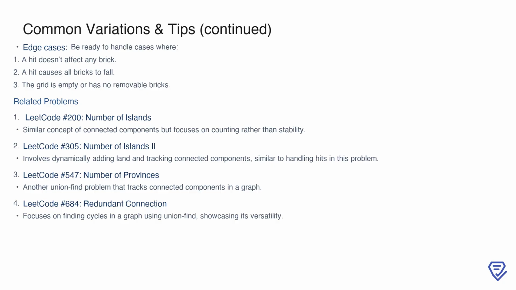Additionally, this problem shares similarities with several related problems. For instance, LeetCode number 200, Number of Islands, also involves identifying connected components, though it focuses on counting them rather than determining stability. LeetCode number 305, Number of Islands II, is another dynamic connectivity problem where land is added dynamically, much like handling hits in this problem. Similarly, LeetCode number 547, Number of Provinces, and LeetCode number 684, Redundant Connection, both use union find to solve graph-based connectivity problems, showcasing the versatility of this approach.